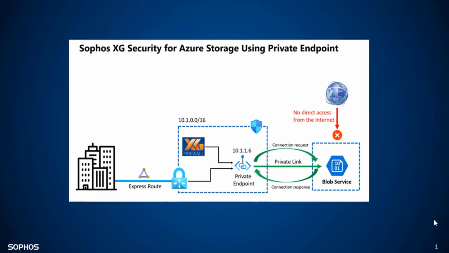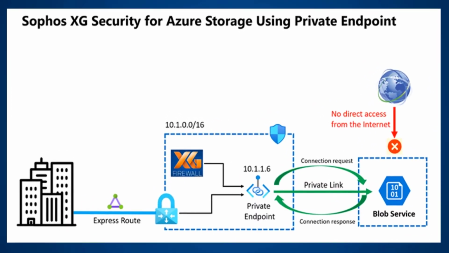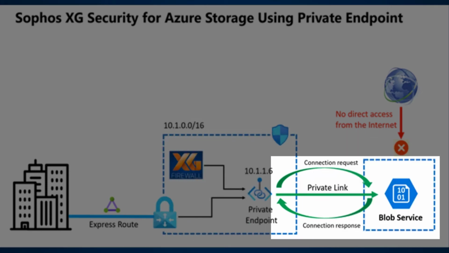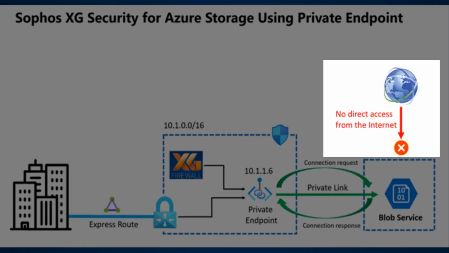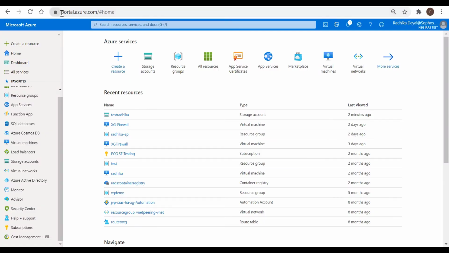Now let's quickly walk through the network diagram where Sophos XG Firewall in Azure is deployed in the front-end subnet. A private endpoint is enabled on the WAN interface of XG Firewall, which connects to the blob storage to be protected. The internet access is restricted to the blob storage and is only possible with the custom domain mapped to Sophos XG Firewall.